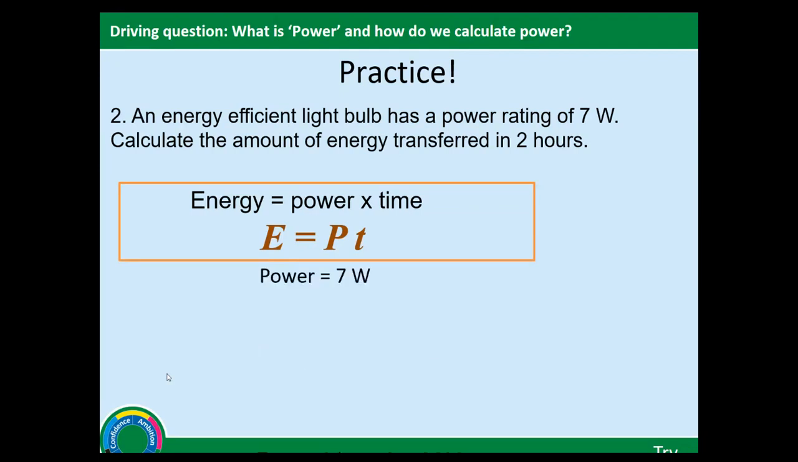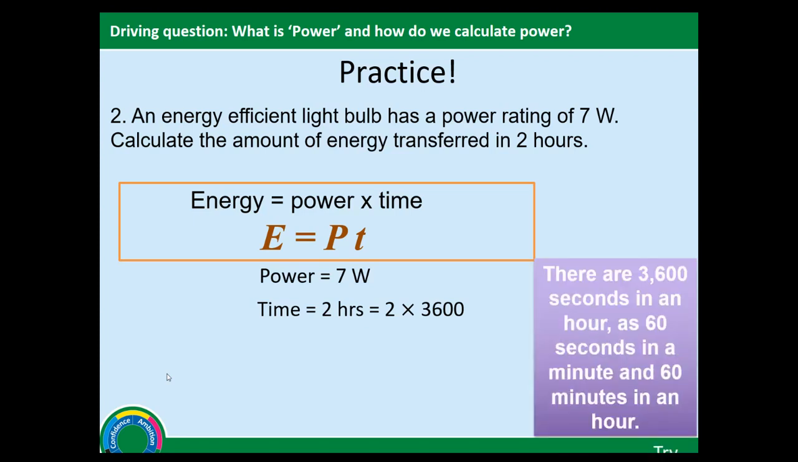We substitute our values. We know power is 7 watts, the time is 2 hours, but you've got to convert 2 hours to seconds. We cannot work in hours. Remember, the other way of writing watts is joules per second. So your time has to be in seconds. 60 seconds make 1 minute, 60 minutes make 1 hour. You multiply the two 60s together, we get 3,600. So 3,600 multiplied by 2 gives us 7,200 seconds.